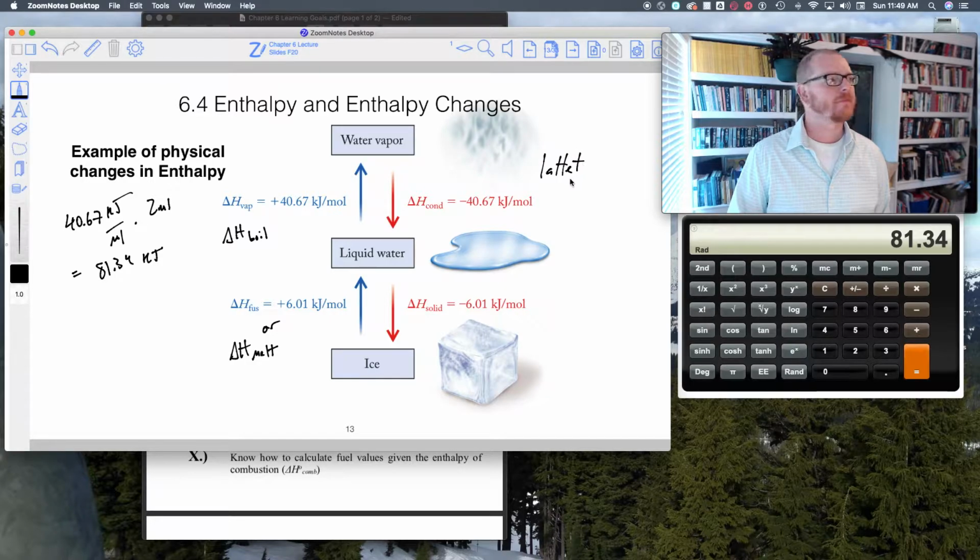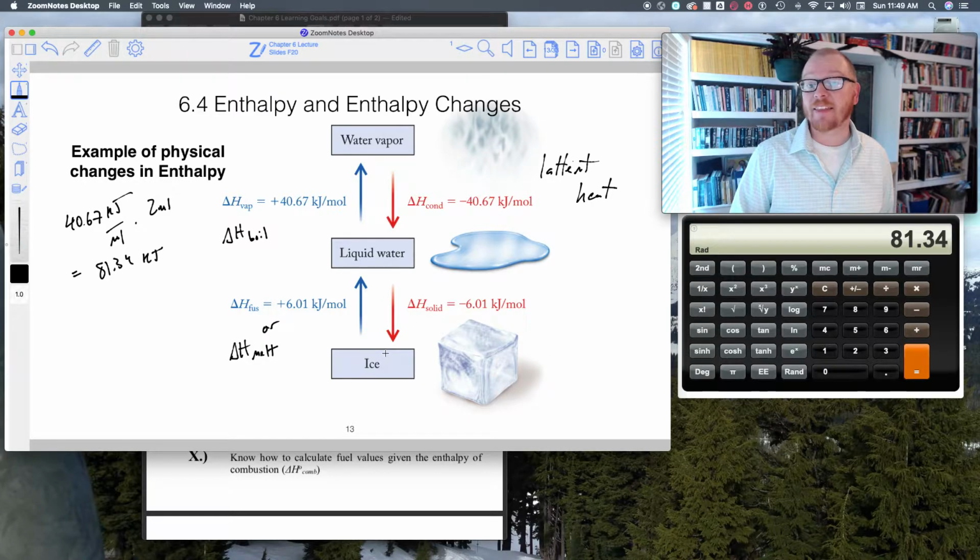Latent, am I spelling this correctly? I'm a terrible speller. Latent, oh my God, now I'm having a brain fade moment. Latent heat of evaporation or condensation, okay?